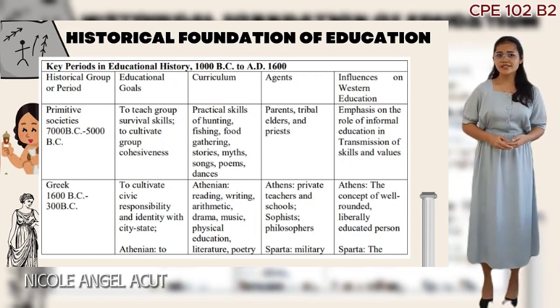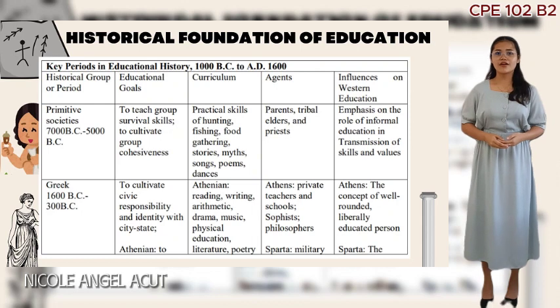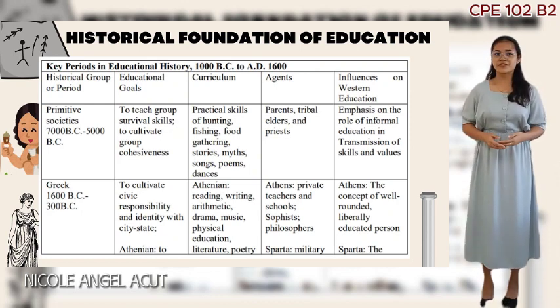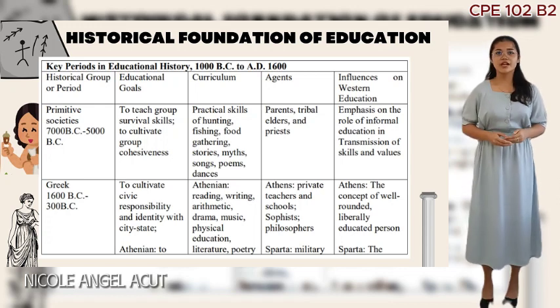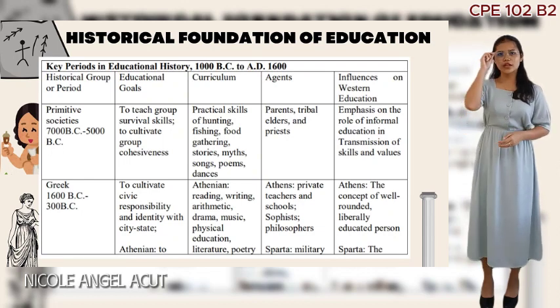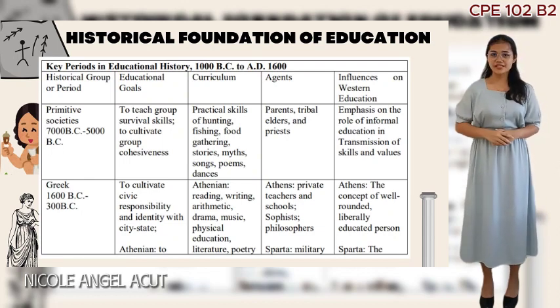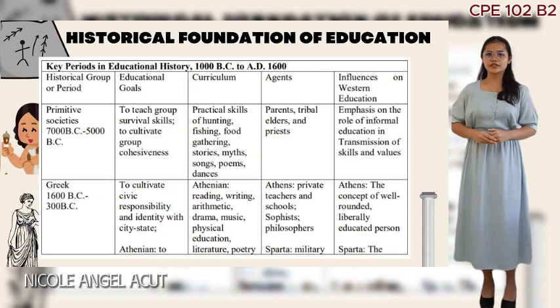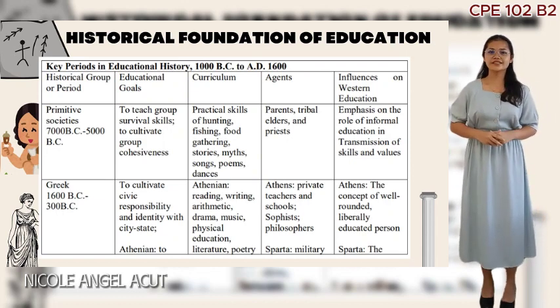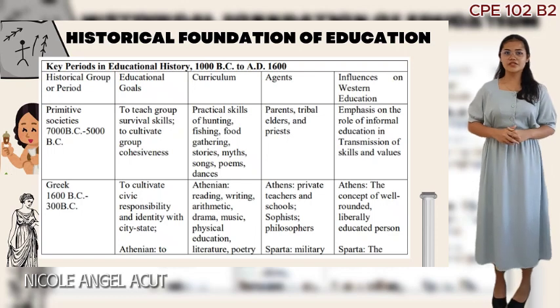For the agents, in Athens there are private teachers and schools, sophists, and philosophers. In Sparta, there are the military teachers, drill masters, and surgeons. Influences on Western education: for Athens, the concept of a well-rounded, liberally educated person. For Sparta, the concept of the military state.